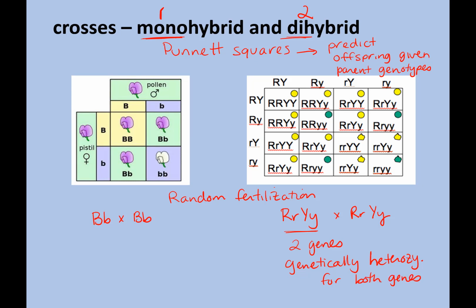Okay, so in this case, big R, big Y, little r, little y. Monohybrid, 1 gene, heterozygous for that gene, for both parents.